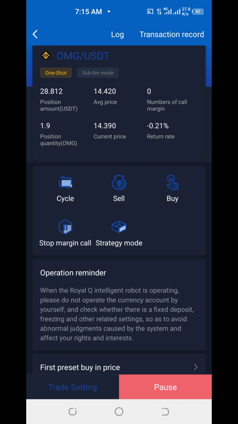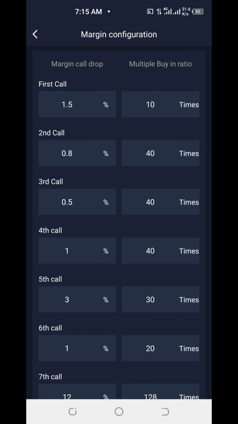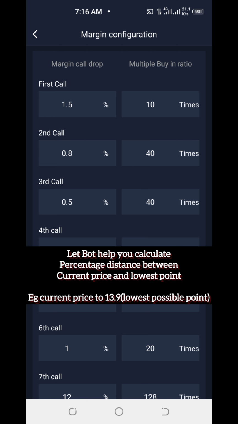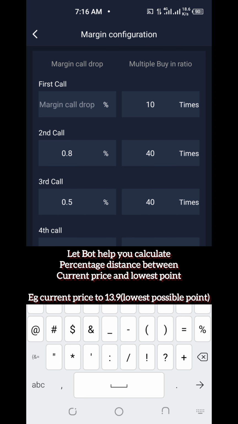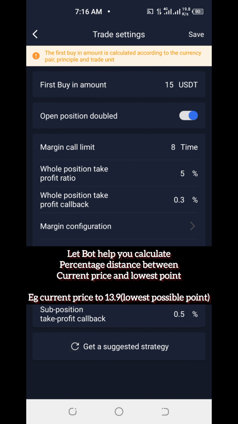So what do we do now? So here is what I do. I go to trade settings, check all the margins. If I'm looking at 13.9 and 14.5 or 14.4 thereabout, we just use our first margin to do the full calculation: how many percent is it going to use before it takes me down to 13.9? That's my lowest point, or even 13.8. So let's use 4% and see. We are not leaving it at 4%. We just want to calculate the percentage. You save it.